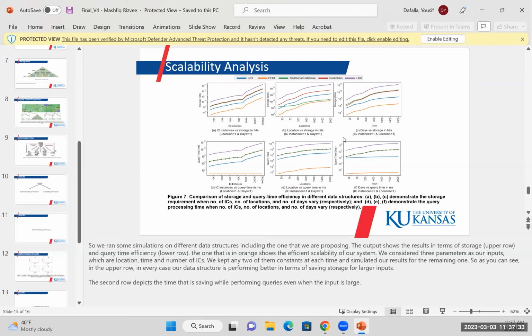I have a follow-up question: which hash algorithm did you use in your experiment? SHA-256.